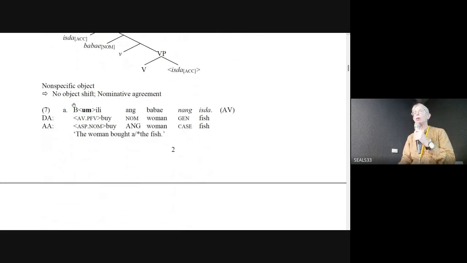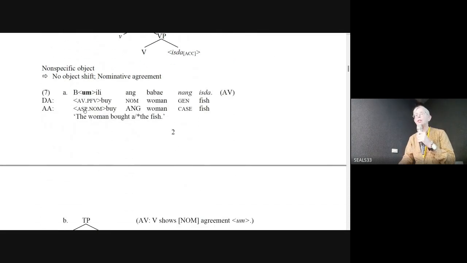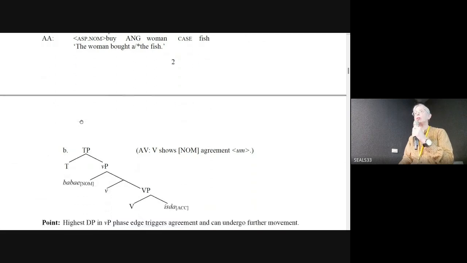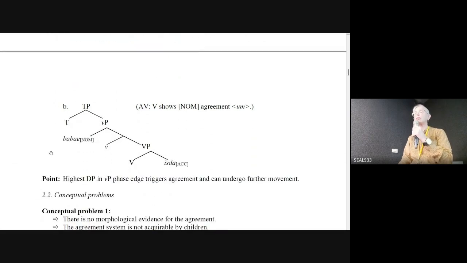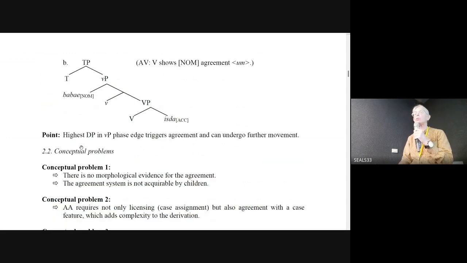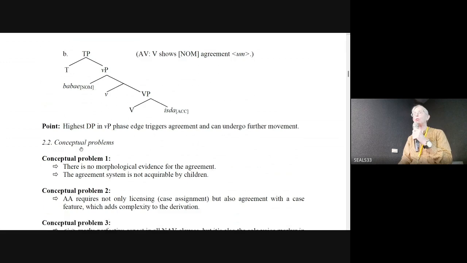In the actor voice clause, the direct object is in Tagalog always indefinite and typically non-specific. So the object does not undergo movement. That leaves the subject as the highest argument in the little vP. So the subject will pass its nominative case feature to T, which will be spelled out as actor voice morphology. Then for the extraction restriction, the highest DP in the little vP phase edge, the one that triggers agreement, is the one that will undergo further movement.